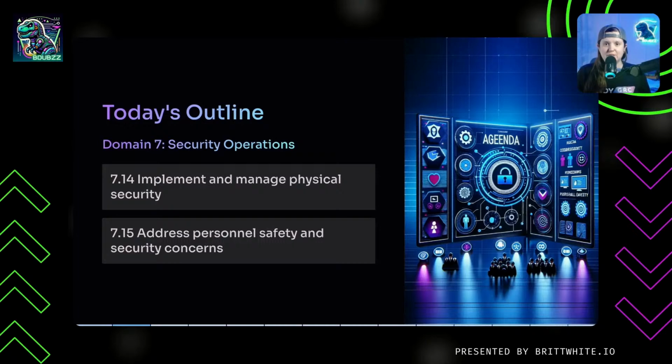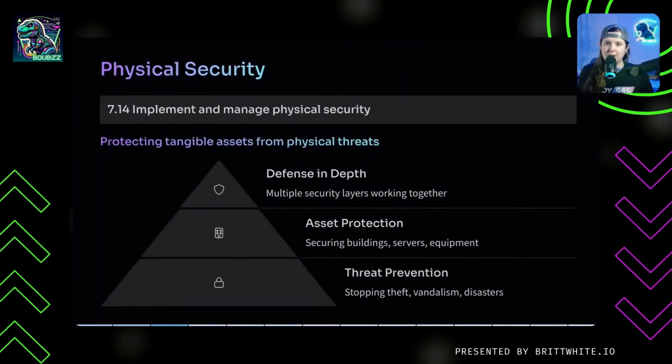Let's tackle objective 7.14, implement and manage physical security. This is an important topic you'll see on the exam. Imagine a data center with its security gates, badge readers, and surveillance cameras. That's physical security in action. It's about protecting our tangible assets, like our buildings, servers, equipment, from real-world threats like theft, vandalism, and natural disasters.